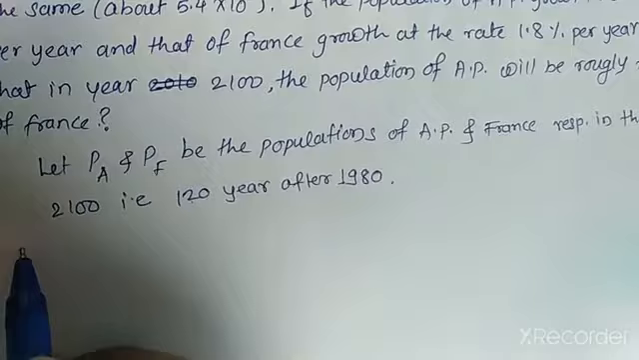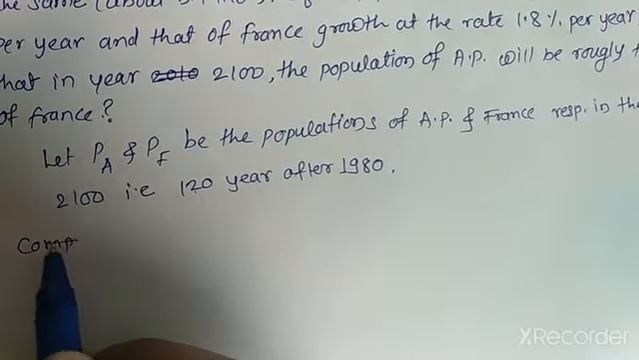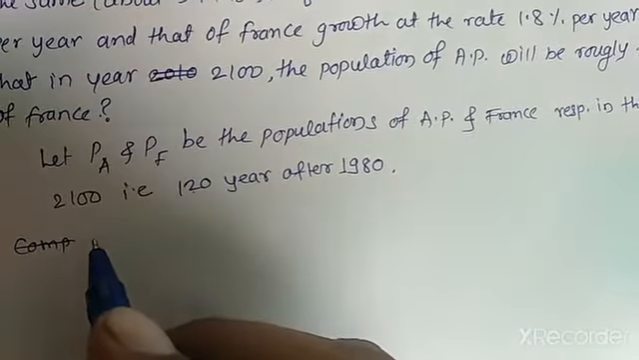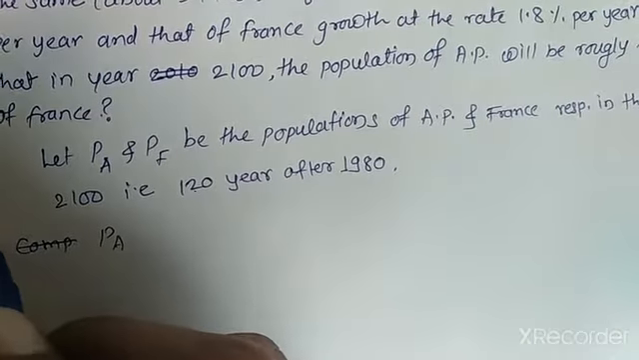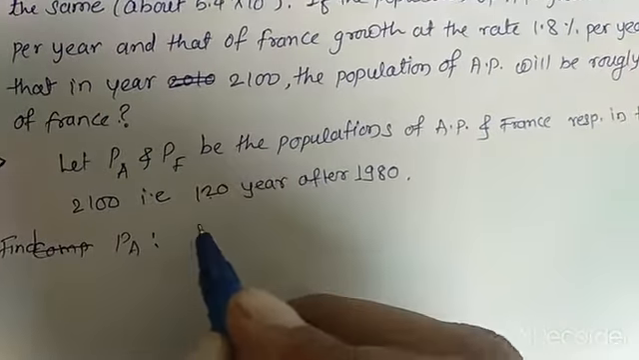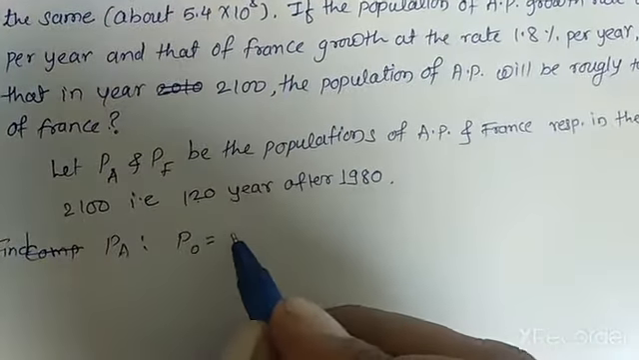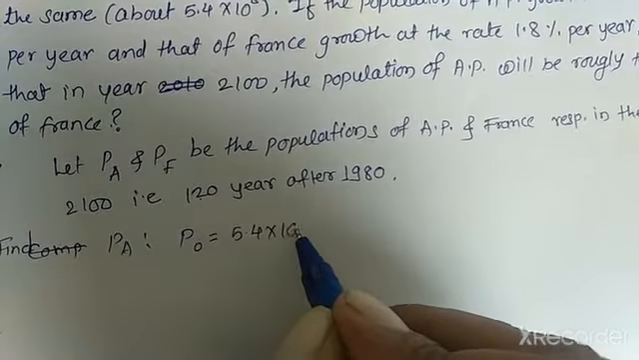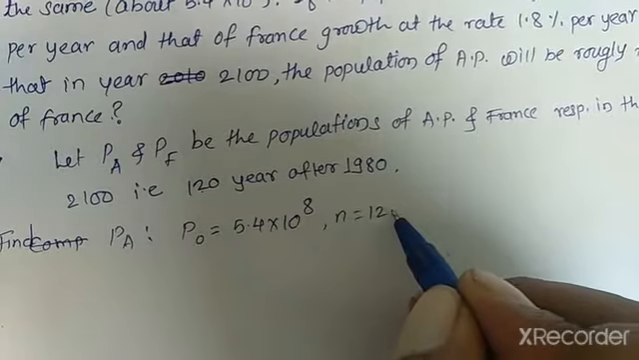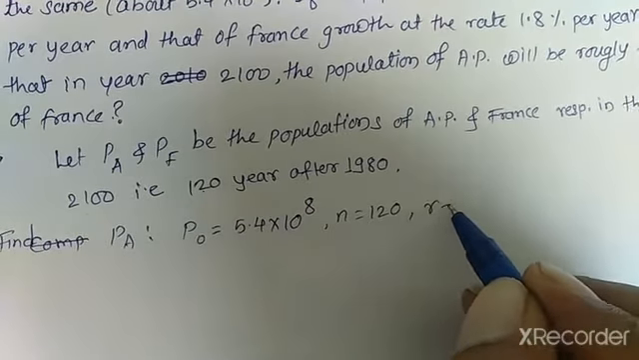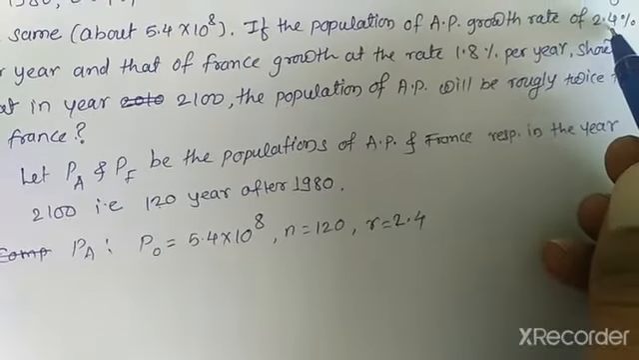So the computation to find PA: first find PA, we are given P naught, the initial population, 5.4 into 10 raised to 8, and n is equal to 120 and r is equal to 2.4. The rate of growth for Andhra Pradesh is 2.4.